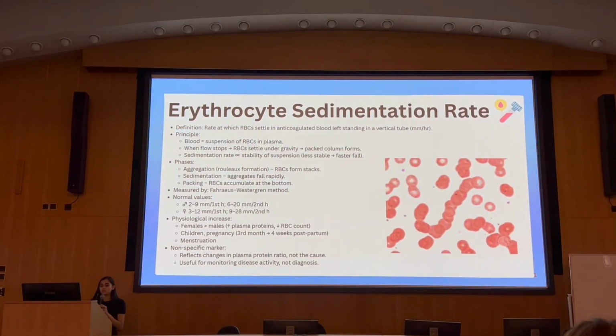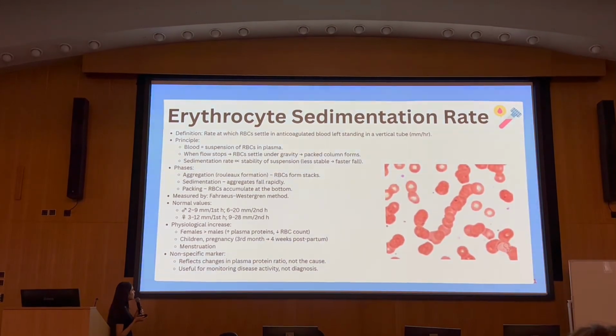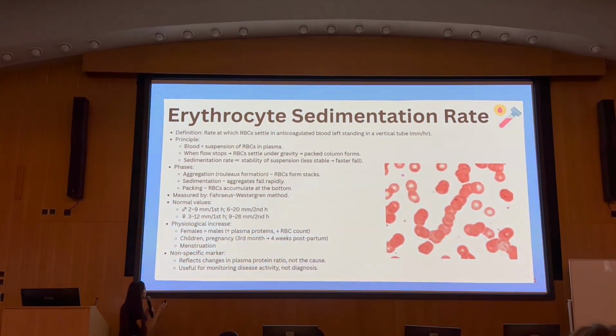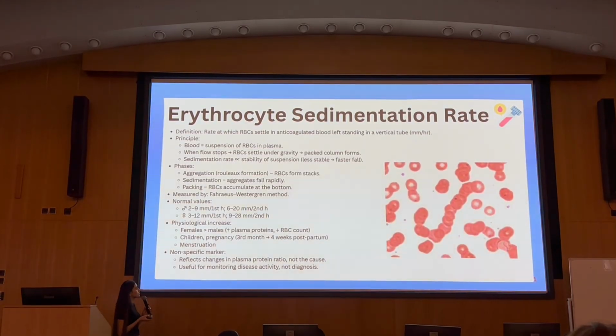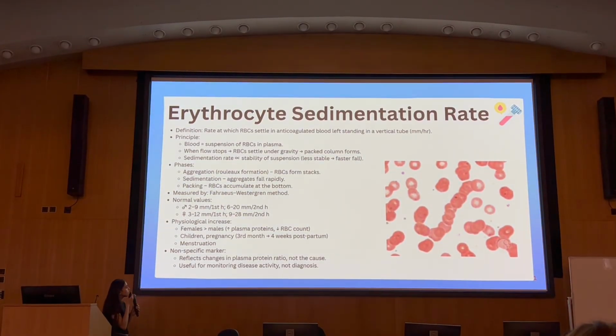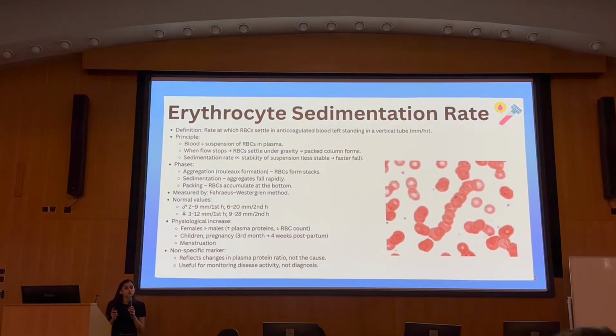Then non-specific marker, yeah. So erythrocyte sedimentation rate is affected by a lot of factors, and since it's affected by a lot of factors, you can only use it to see if there is a plasma protein ratio change, and not really for other things. So it's useful for monitoring diseases but not diagnosing.